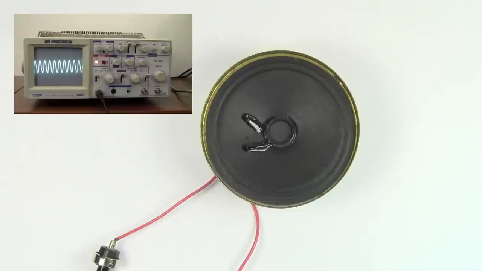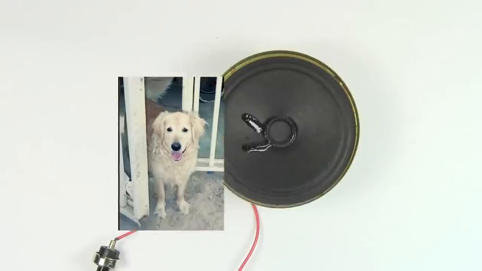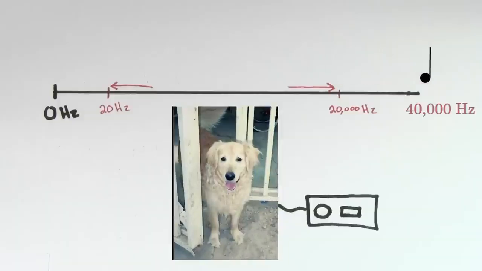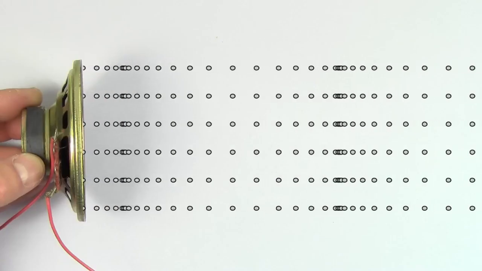For instance, this speaker is still playing a note, but we can't hear it right now. Dogs could hear this note though. Dogs can hear frequencies up to at least 40,000 hertz. Another key idea in sound waves is the wavelength of the sound wave.